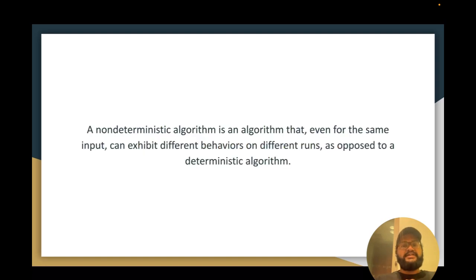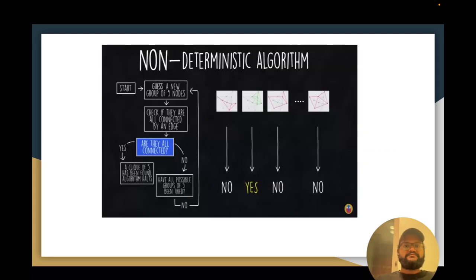Now, this is where non-deterministic polynomial time comes into place. A non-deterministic algorithm is an algorithm which, even for the same input, can exhibit different behaviors on different runs, as opposed to a deterministic algorithm. Now, this is how you define randomness, right? For the same input, it's different. So how does that work? It is like guessing. So let's factor that into the algorithm and optimize it.